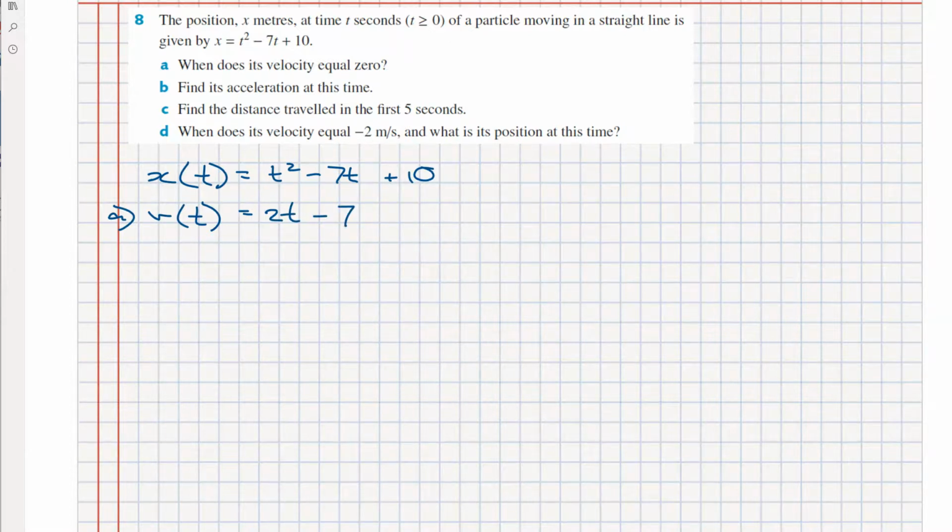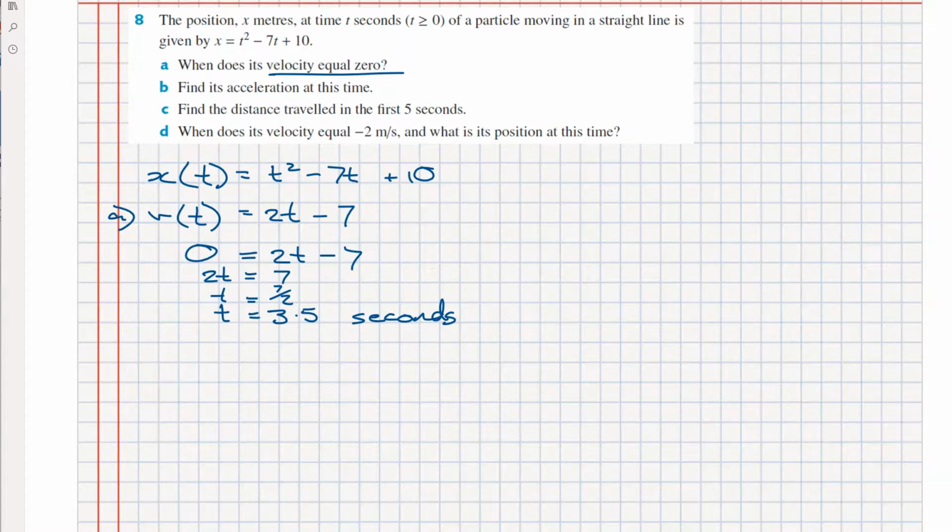And so when does the velocity equal 0? Well, if that's the case, we need to set our left-hand side to 0 and then solve for t. And what we find is t is equal to 7 on 2, which is the same as equaling 3.5 seconds. So the velocity is 0 at 3.5 seconds. B, find the acceleration at this time.